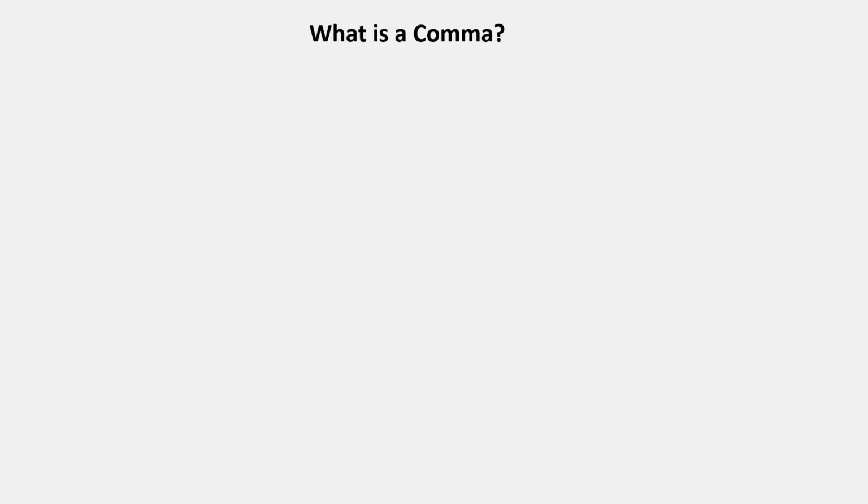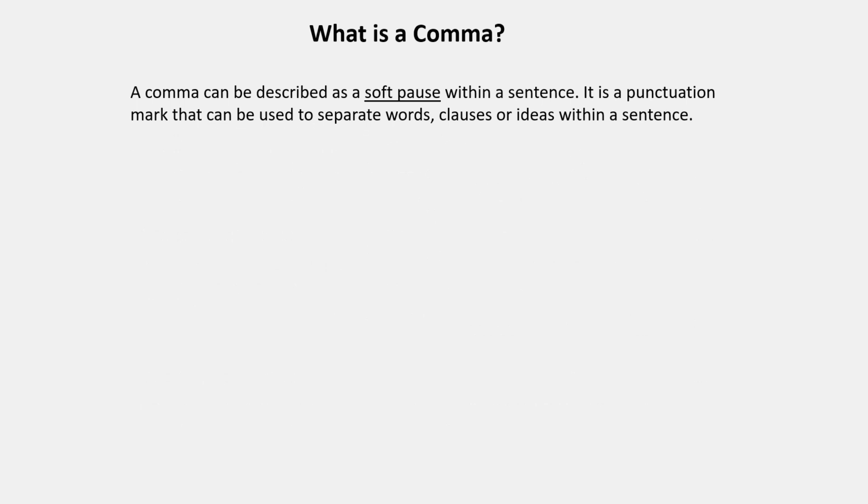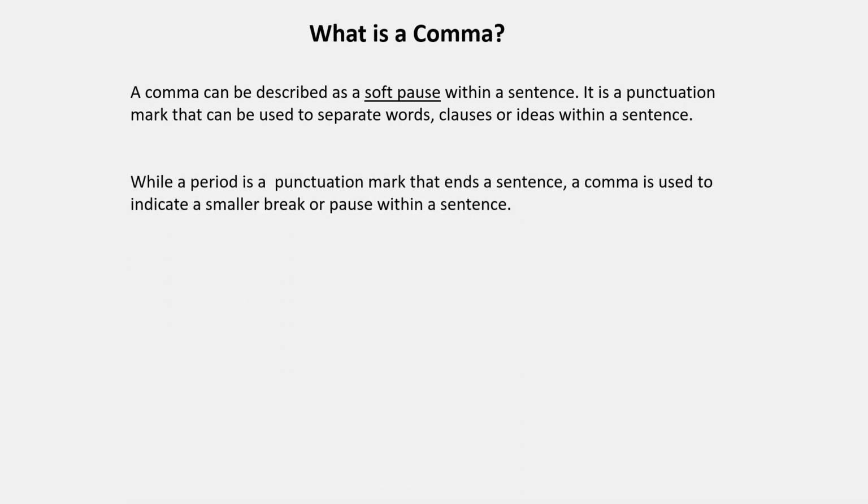So what is a comma? A comma can be described as a soft pause within a sentence. It is a punctuation mark that can be used to separate words, clauses, or ideas within a sentence. While a period is a punctuation mark that ends a sentence, a comma is used to indicate a smaller break or pause within a sentence.